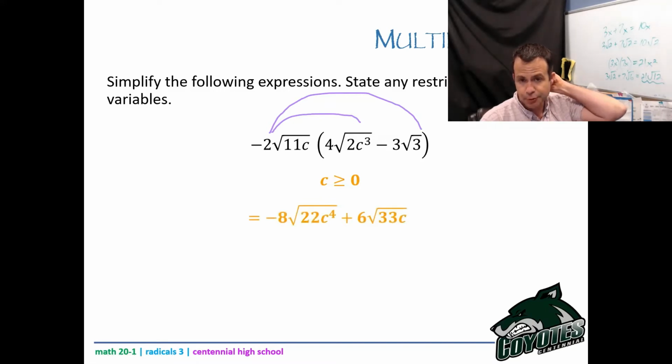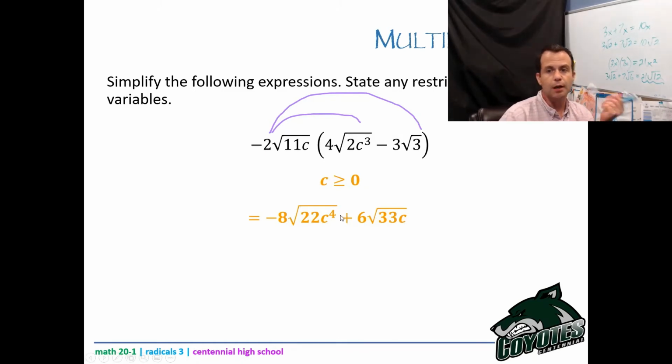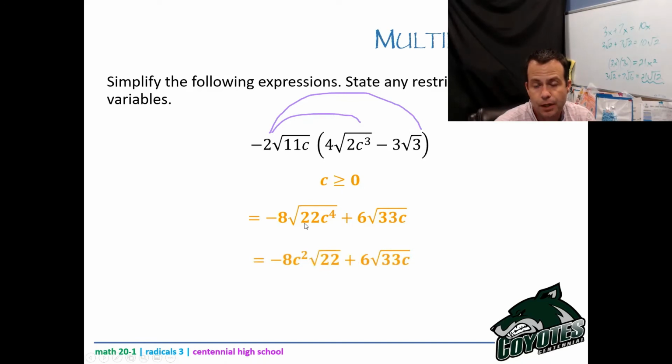Okay, now I'm trying to simplify this. I'm looking for perfect square factors. There is no perfect square factor of 22 or 33, but C to the 4 is a perfect square. So the root of C to the 4 is C squared. So I can bring a C squared on the outside instead of having C to the 4 on the inside. Okay, so my final answer there, as long as C is greater than or equal to 0, will be negative 8C squared root 22 plus 6 root 33C. Okay. See, that wasn't so bad.